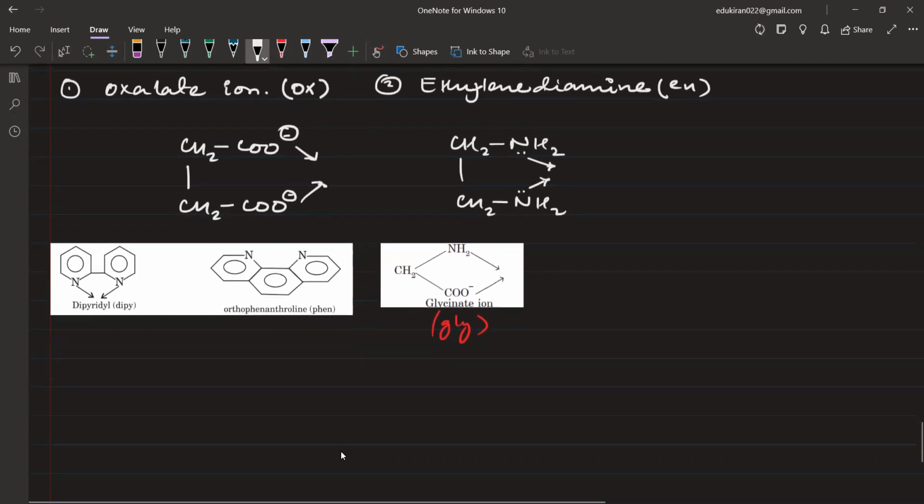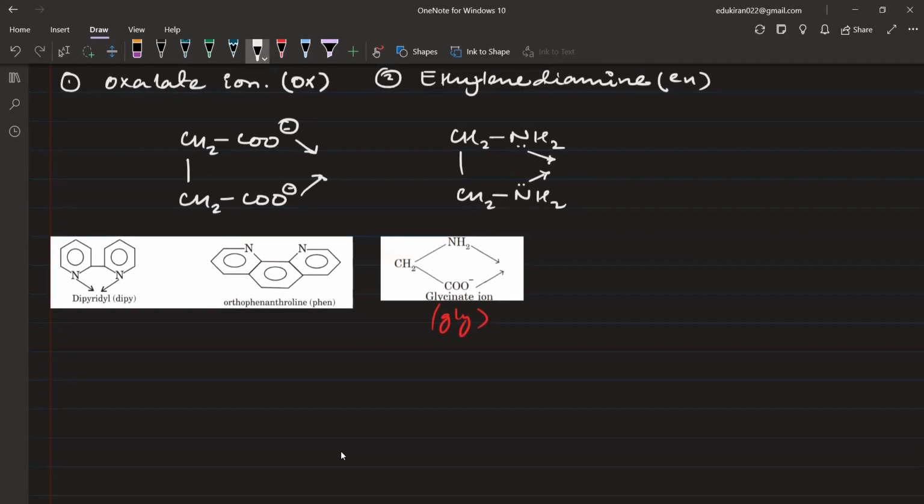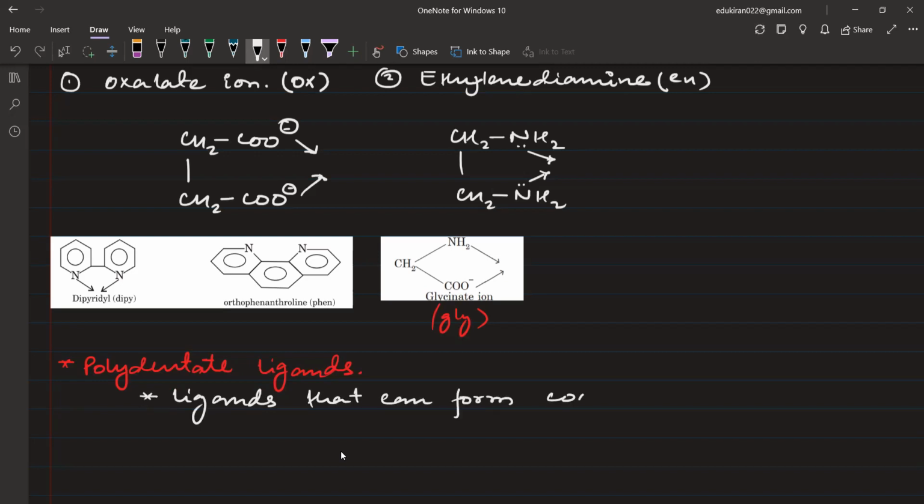After writing this, you are going to write polydentate ligands: ligands that can form coordinate bonds via more than 2 positions.